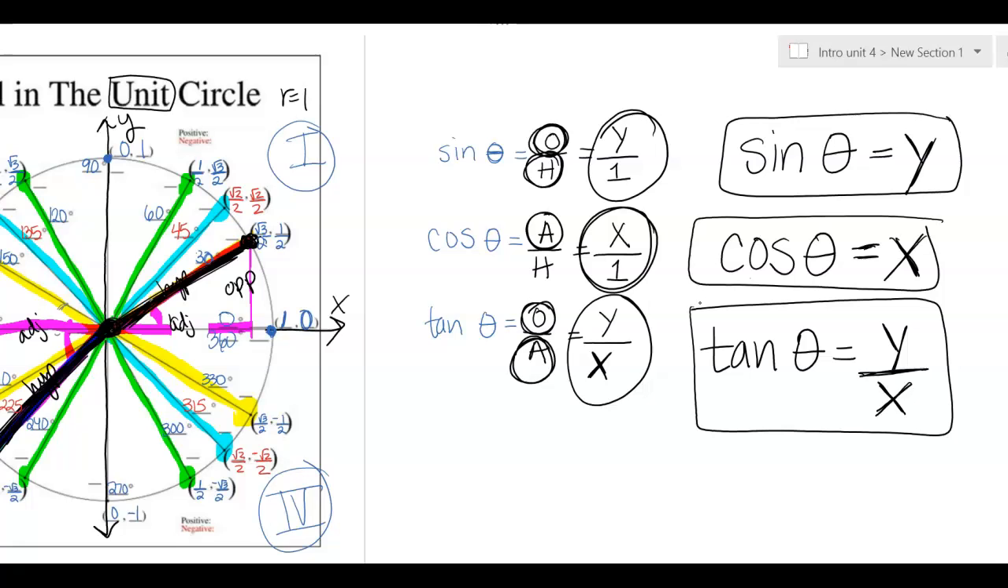Now, if somebody says, what's the cosine of 45 degrees? If I know the unit circle and I know that at 45 degrees, the coordinates say rad 2 over 2, rad 2 over 2, the cosine is the same as the x coordinate. So the cosine of 45 degrees is rad 2 over 2. Is that okay with everybody?